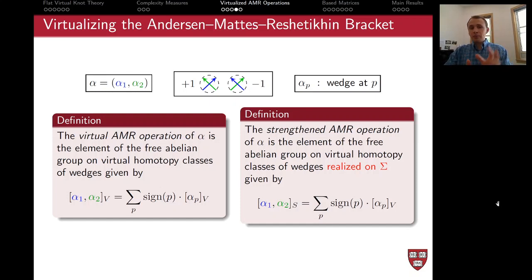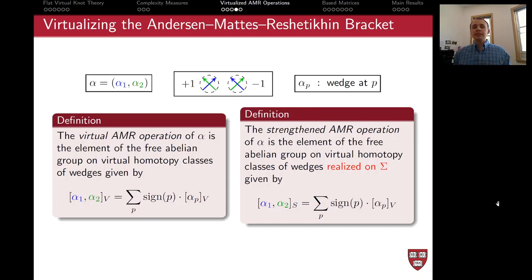So, I think the first definition is reminiscent of Andersen-Mattes-Reshetikhin's operation. This one, in other ways, really captures the essence of their definition. So any virtual homotopies we apply, if we're going to stabilize or destabilize the surface, we have to do that for all of the wedges simultaneously. And that gives us something that's a little more rigid and gives us a better way to connect this back to the original AMR bracket.